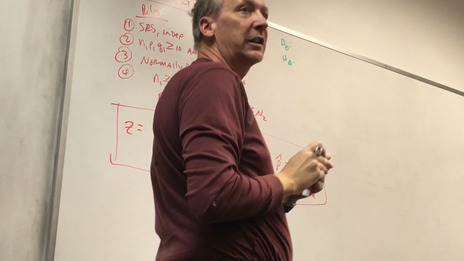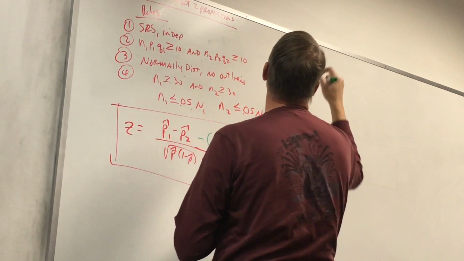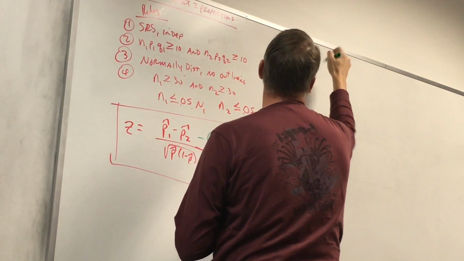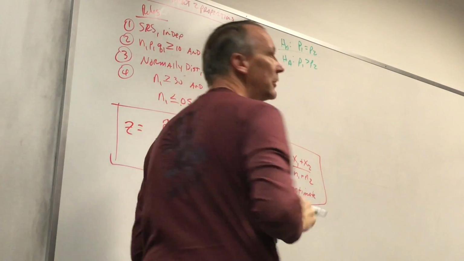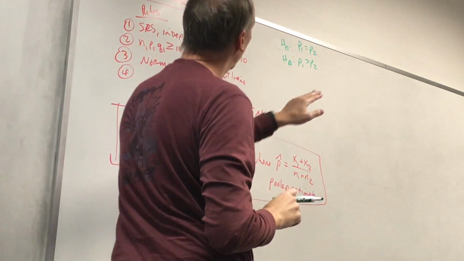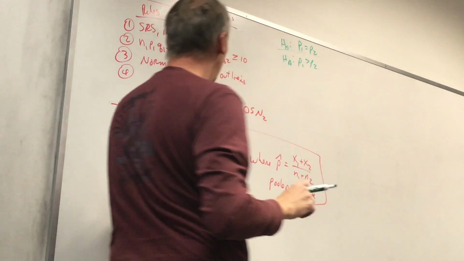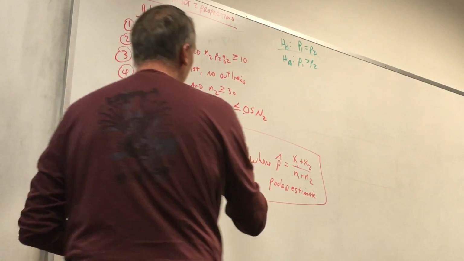What's the null hypothesis again? P1 equals P2. What's the alternative? P1 is greater than P2. Okay, so under the null hypothesis, which we assume to be true, if P1 equals P2 and I subtract them, what result am I going to get? It's going to be a big fat 0.